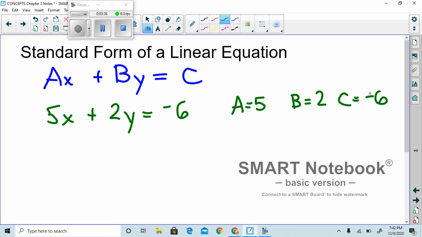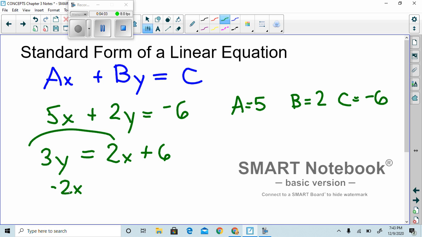Now there'll be times when that equation will be in a different form. If it's in the form of slope-intercept form, perhaps, like you'll see here, we have to rewrite this by putting our x term to the other side. We want to get this in standard form. I'm going to subtract it over, and I'm going to get -2x plus 3y equals 6.